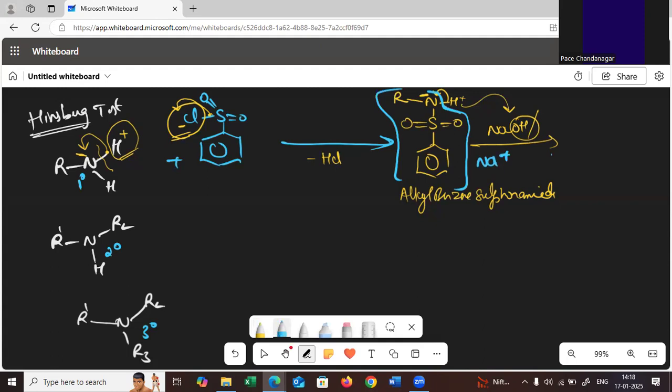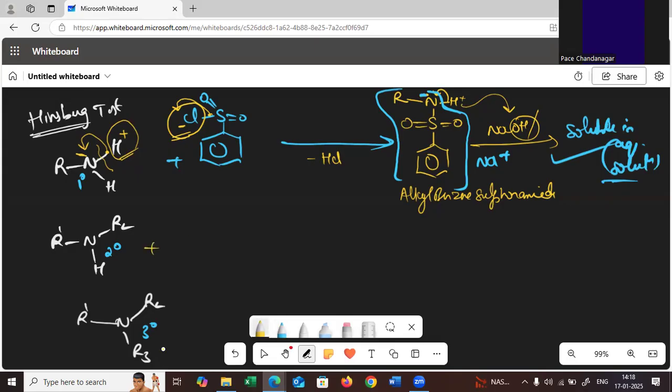This is with 1 degree, right? With 1 degree amine this forms. And this is soluble in aqueous solution, because you have this much minus and this much plus. Definitely soluble in your medium.